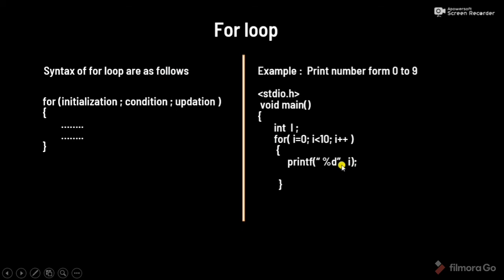So this is the end of the body of the loop, and this loop will execute from 0 to 9. This print statement will be executed a total of 10 times, that is 0 to 9, a total of 10 times. So this is how we can use a loop.